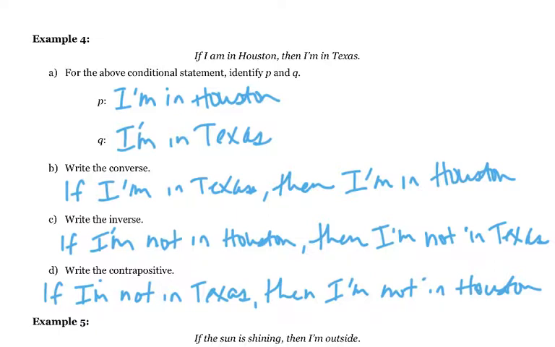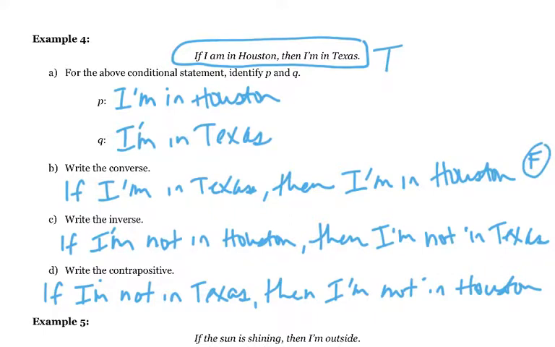So if you think about this, is the first statement true? If I am in Houston, then I am in Texas. That is true. If you say the converse, if I'm in Texas, then I'm in Houston. Is it possible to be in Texas but not be in Houston? Yes, so that statement is false.